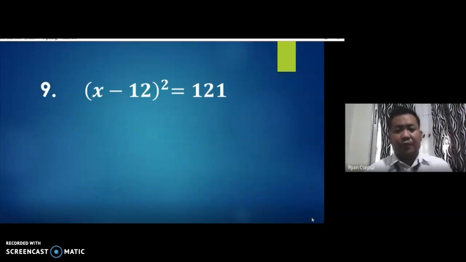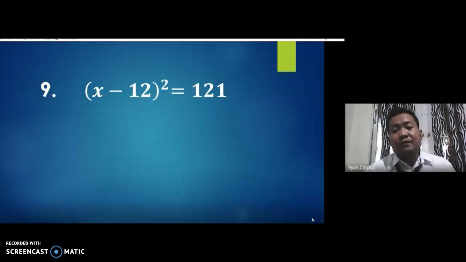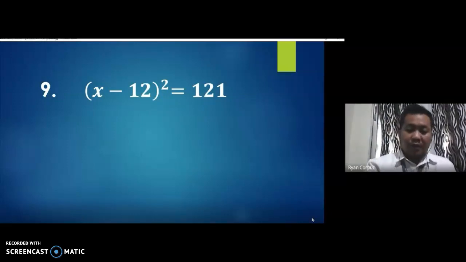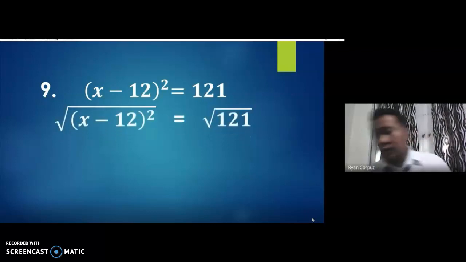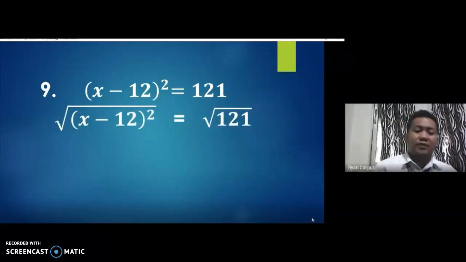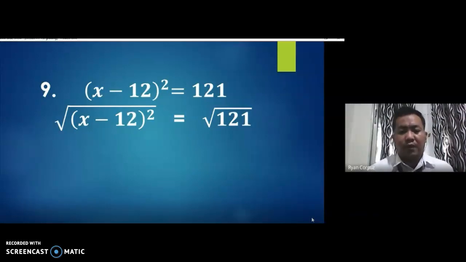Now let's have this example number 9 for you to understand it more clearly. Similar example to number 8. x minus 12 quantity squared is equal to 121, or the square of the difference of x minus 12 is equal to 121. So the first thing we're going to do is to find the square root of both sides of the equation right away.